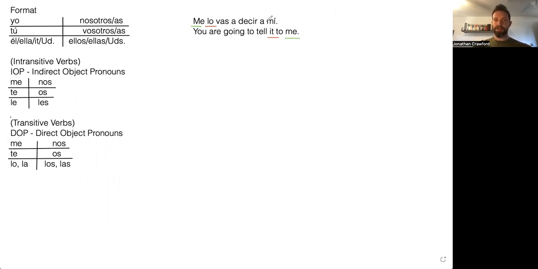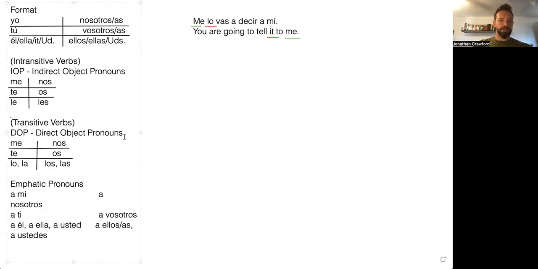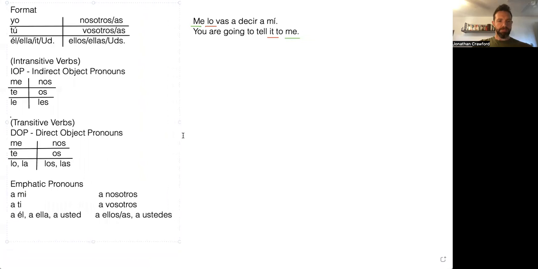And then a mí, this is just for emphasis. Remember those emphatic pronouns? These are nice to have just for the sake of clearing things up. Sometimes we don't use them if we're talking fast or if it's obvious. It might sound redundant, but we have these emphatic pronouns, right? And these also line up with this format.